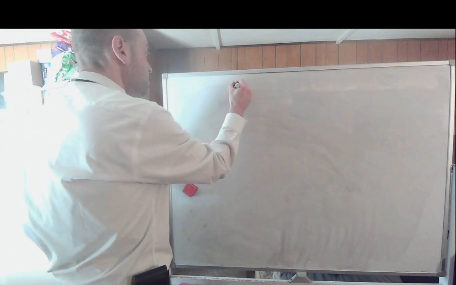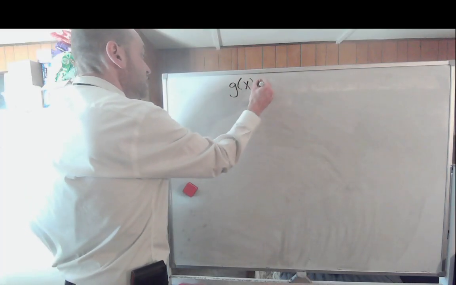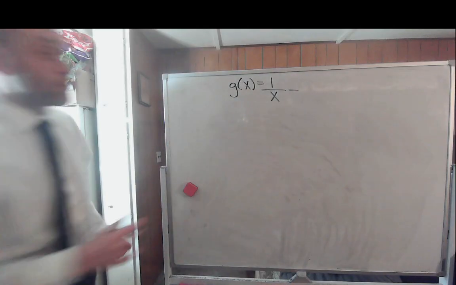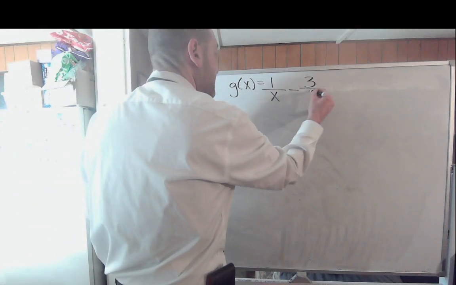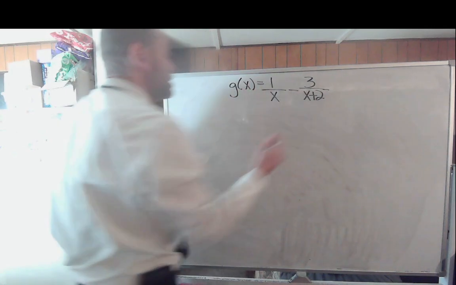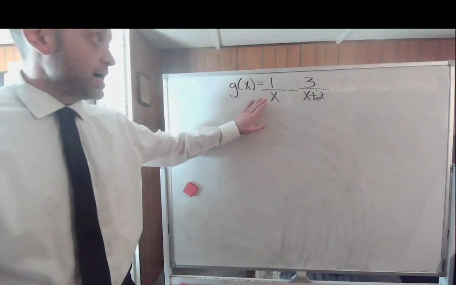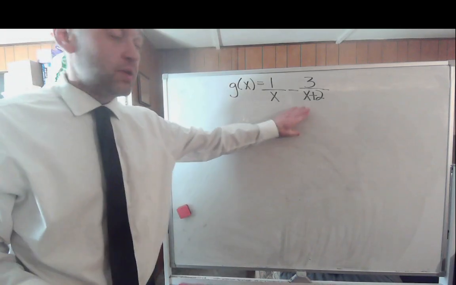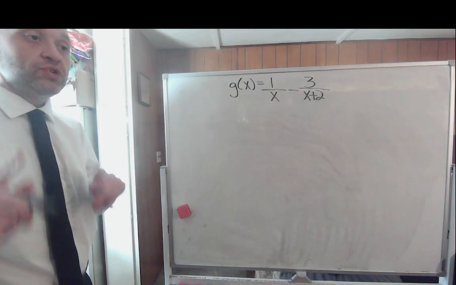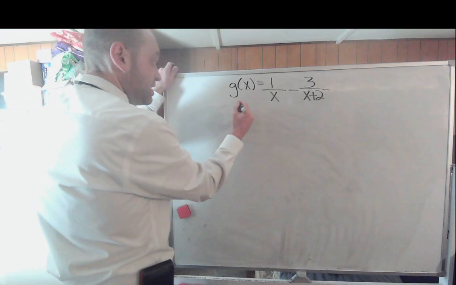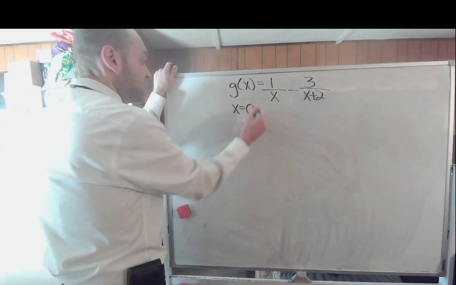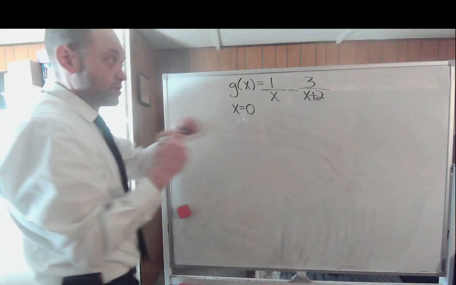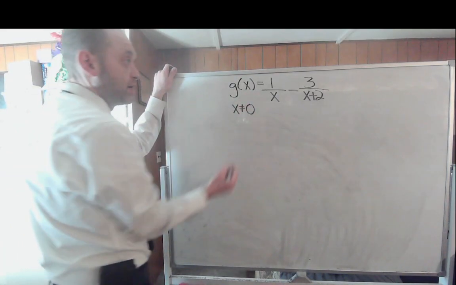Alright, here's a good one. We got two more. g of x equals 1 over x minus 3 over x plus 2. So g of x equals 1 over x minus 3 over x plus 2. Well, you have two fractions, both of them with variables in the denominator. So what you need to do, take each denominator, set it equal to 0. You'd have x equal to 0. Well, for this fraction, the first one, that would make your fraction undefined. So x definitely can't equal 0.